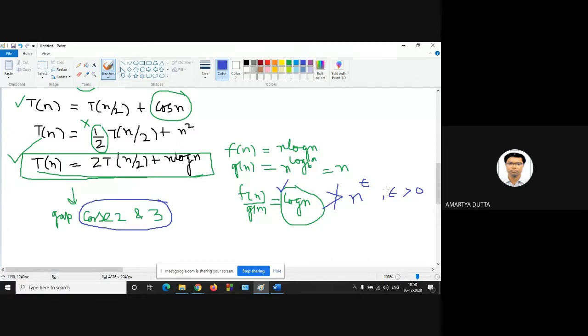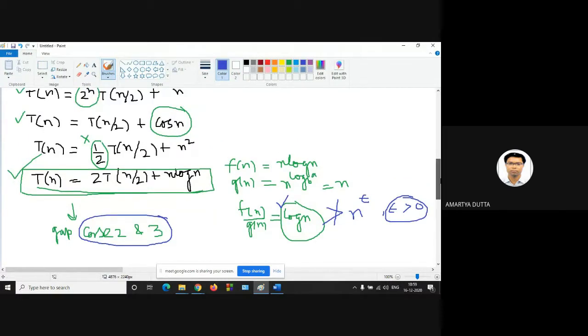Log n is not bigger than n. Is it bigger than n? No sir, smaller. Smaller. So log n is not greater than or equal to n to the power epsilon, so it is not asymptotically larger than n to the power epsilon for a constant epsilon greater than 0. So it belongs to the gap between case 2 and 3. So you can't apply the master theorem here.